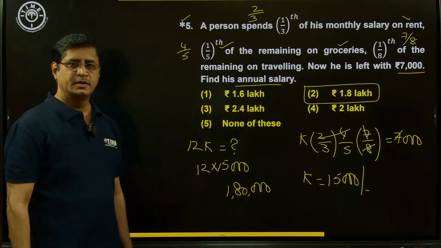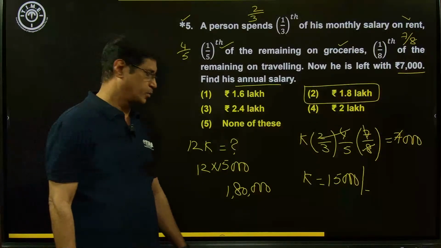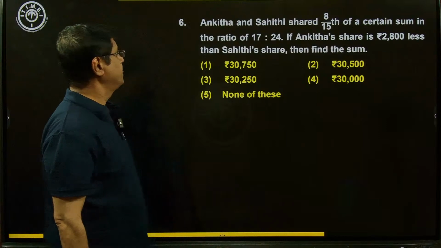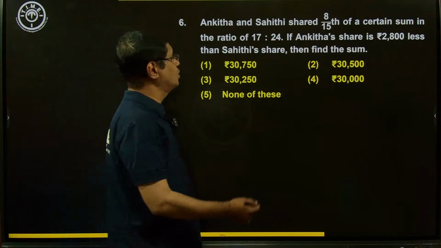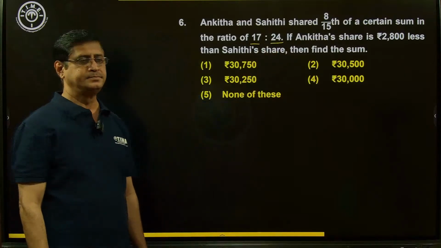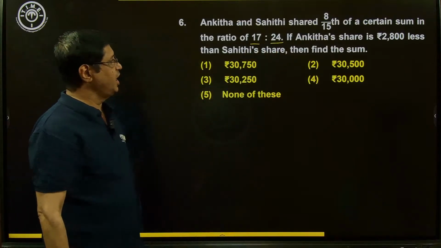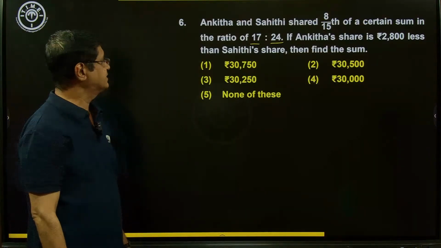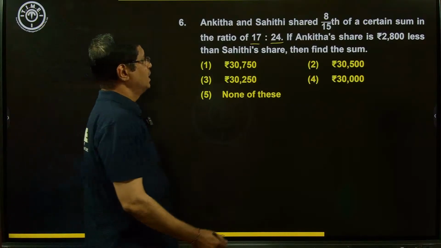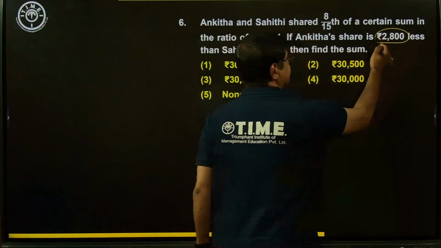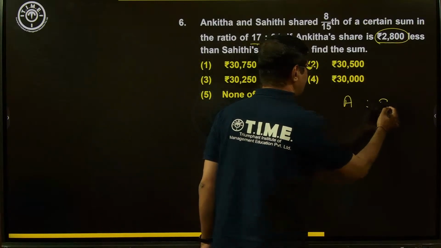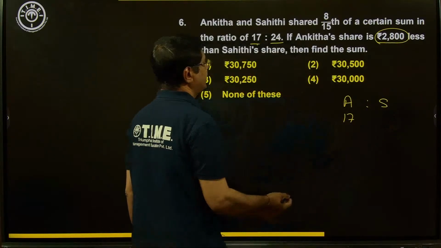Okay. Shall we move to the next example? Right. Ankita and Sahiti shared 8/15 of a certain sum in the ratio 17:24. If Ankita's share is 2,800 less than Sahiti's share, find the sum. Ankita's share is 2,800 less. Now what are the shares here? 17 and 24, Ankita and Sahiti.